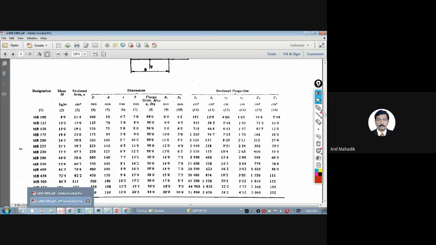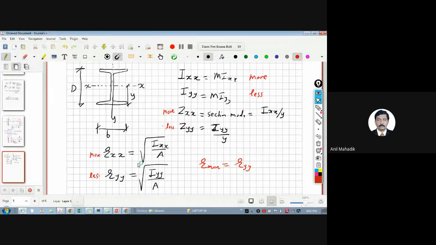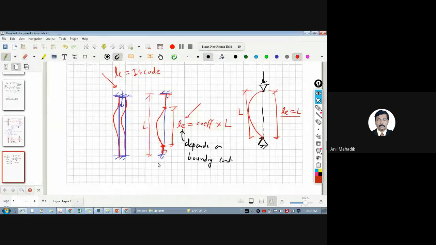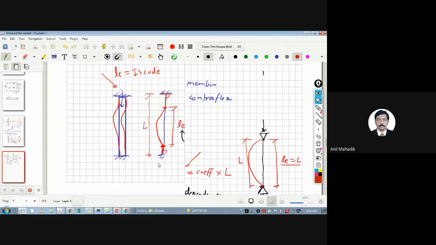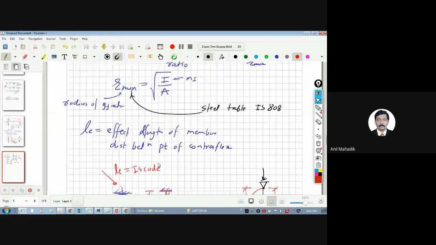So in compression member, now you might have understood that. Okay, so till this, everything is clear. All properties are clear to all of you.